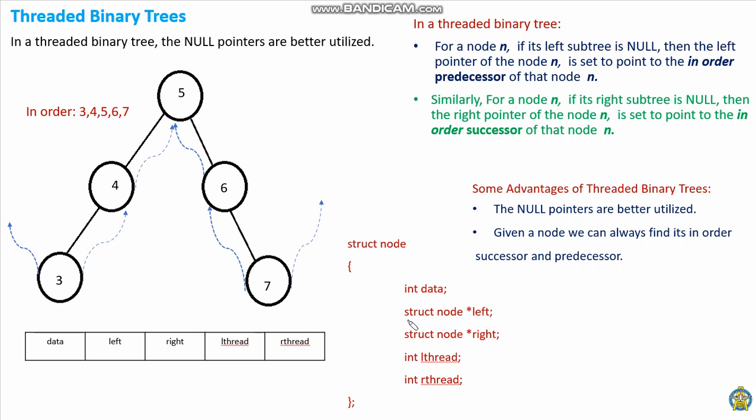Now we see how the same can be represented in a structure. Same data: we have the data node, we have the left and right subtree pointers, and then we use two integer flags to say whether a node has a thread. The flag will be set to 1 if there is a left thread, and set to 1 for the right thread if there is a right thread. For example, here this node has both a left thread and a right thread, so for this node the left thread would be 1 and the right thread would also be 1. So that is how a threaded binary tree has threads as properties for each node.